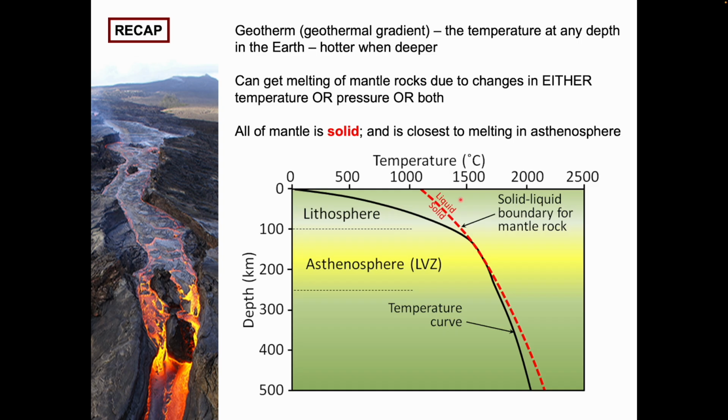Also recall the geothermal gradient, called the geotherm, which is the temperature at depth in the Earth. It's hotter when you get deeper, and you can get melting of these mantle rocks due to changes in either temperature or pressure or both. All of the mantle is solid, and it is closest to melting at the asthenosphere. And remember, it is a plastic solid, it is not molten, but it is very, very close to melting within the asthenosphere.